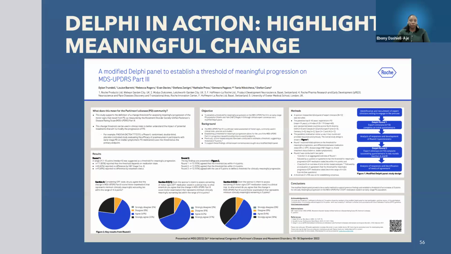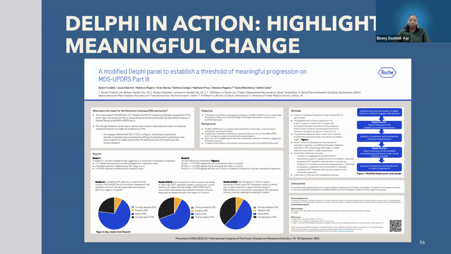Given the progression of the field toward using the Delphi method to establish meaningful change, I wanted to highlight here one example of this approach using a study conducted by Dylan Trundle and colleagues at Roche. The main objective of this study was to establish a threshold for meaningful progression on the MDS-UPDRS Part 3 in an early stage Parkinson's disease population through clinical expert consensus via a modified Delphi panel. And as background, the MDS-UPDRS Part 3 is a clinician-rated assessment of motor signs commonly used in clinical trials.